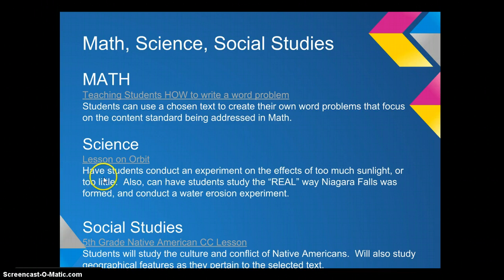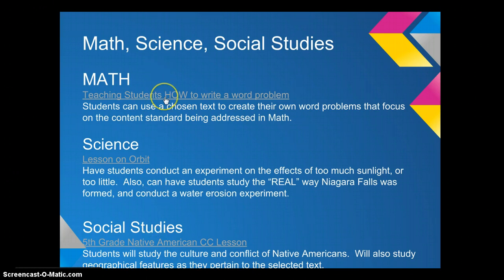With science, you can have students conduct an experiment on the effects of too much sunlight or too little as it pertains to the story. Also, you could have them study the real way Niagara Falls was formed and conduct some water erosion experiments to learn about that. And then social studies, students can study the culture and conflict of Native Americans and also tie that into the geographical features as they pertain to the text that I've listed.